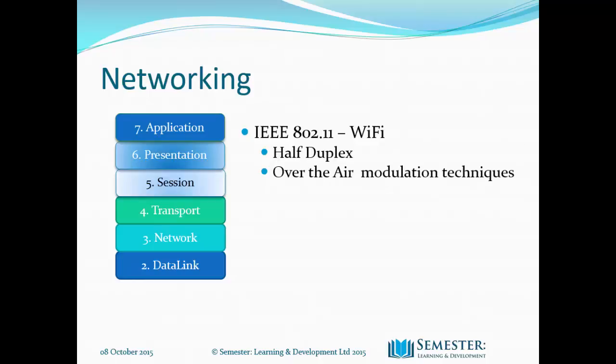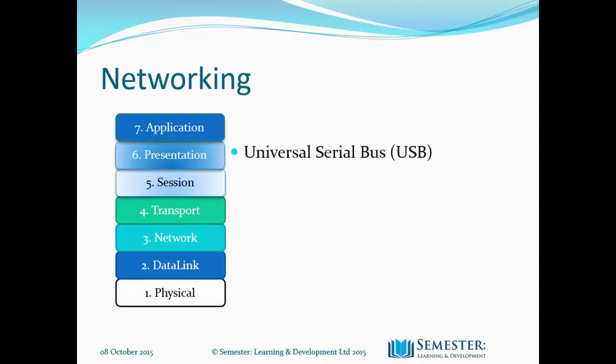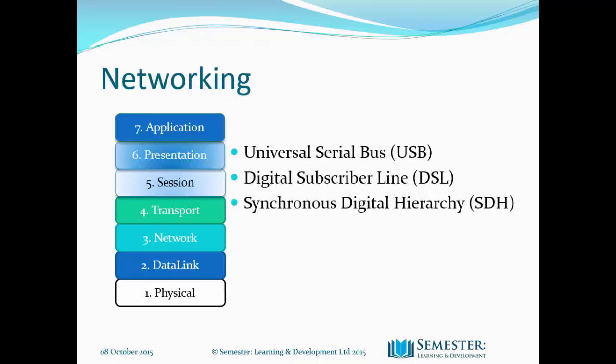At the data link layer, layer 2, we have the 802.11 or the Wi-Fi protocol. It uses half duplex and over-the-air modulation techniques. There are many others such as frame relay, 802.3 Ethernet, token ring. At the physical layer, we have a number of protocols you may have heard about, such as USB, DSL, SDH, and ISDN, to name but a few.